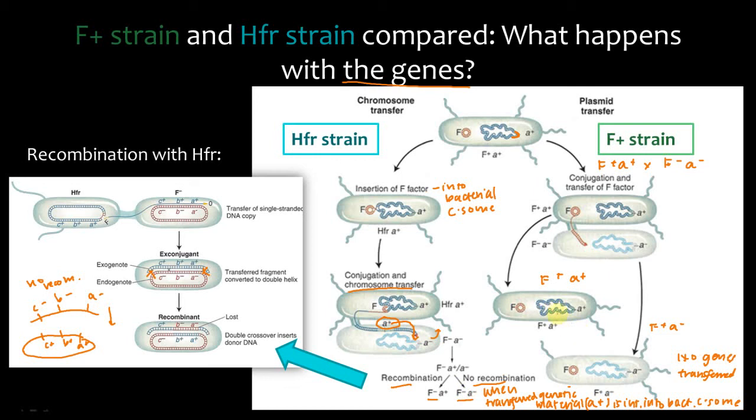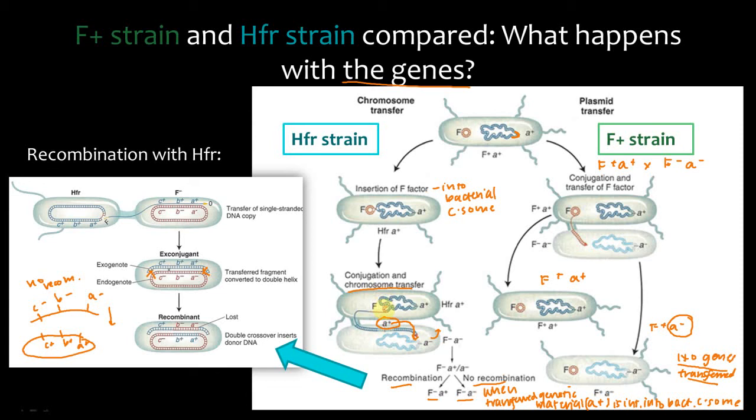So the big takeaways here are with the F plus strain, there are no genes transferred, so there's no change. The only change is F minus becomes F plus, but there's no change in what the genes are on the chromosome. Now, if you have an Hfr strain, then you do have transfer of genes from the Hfr strain to the F minus strain.